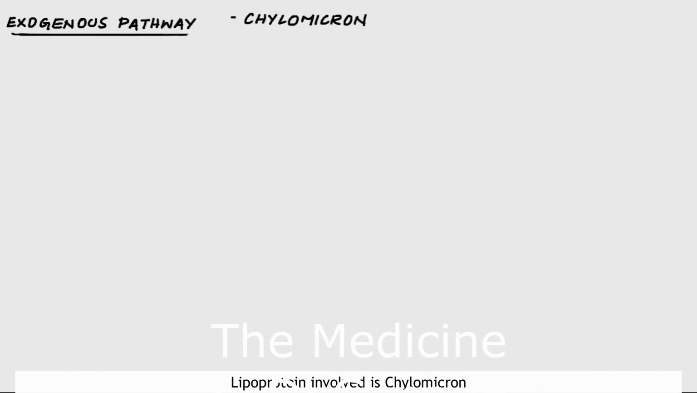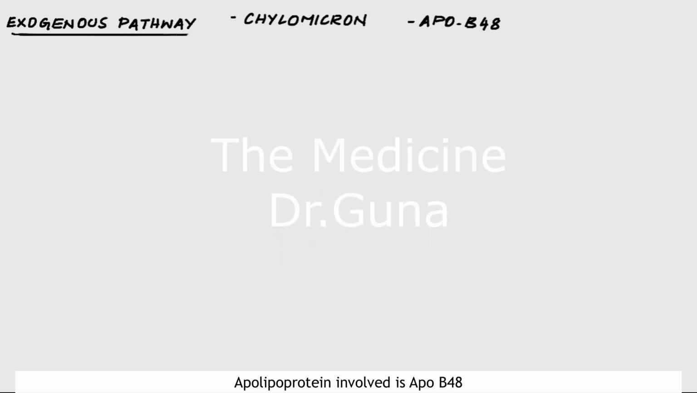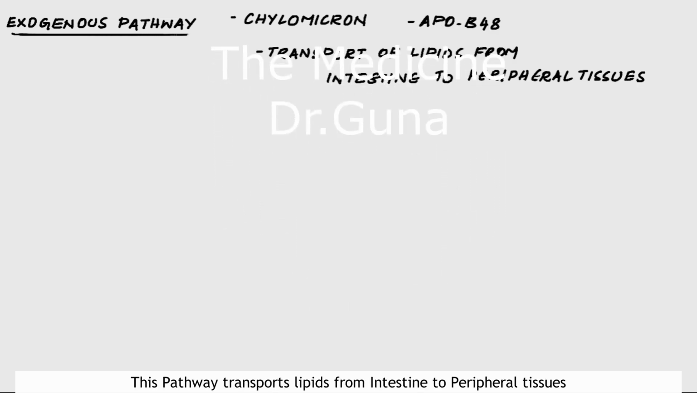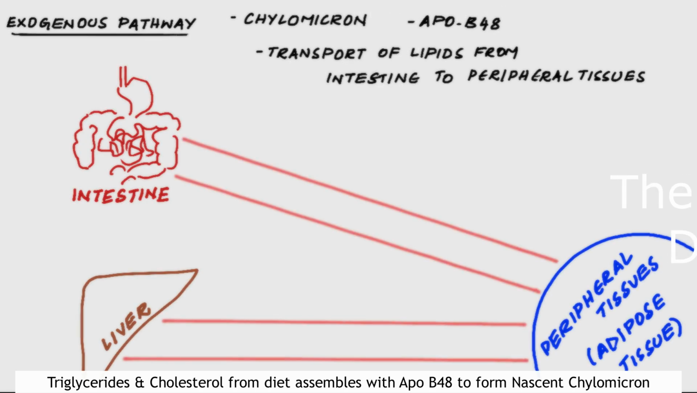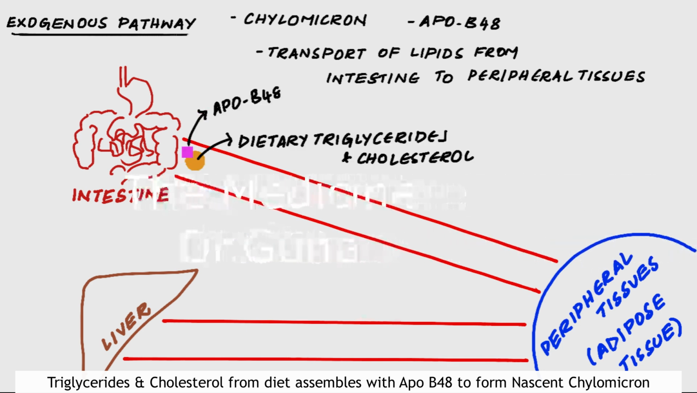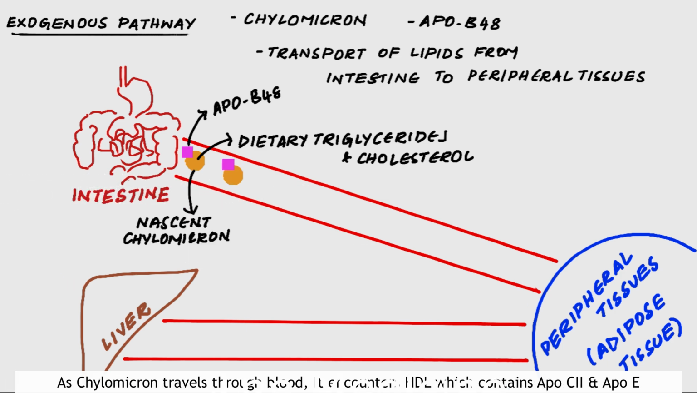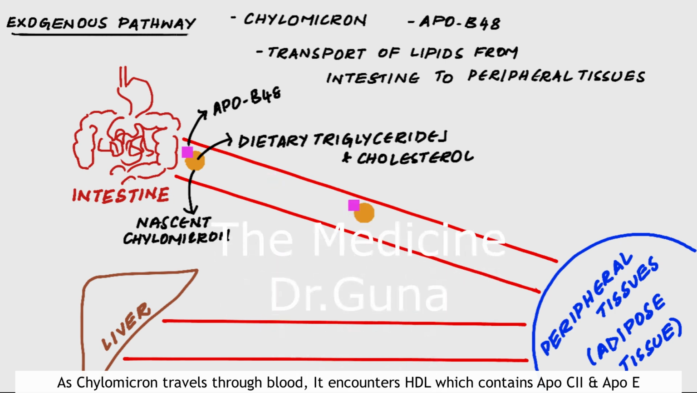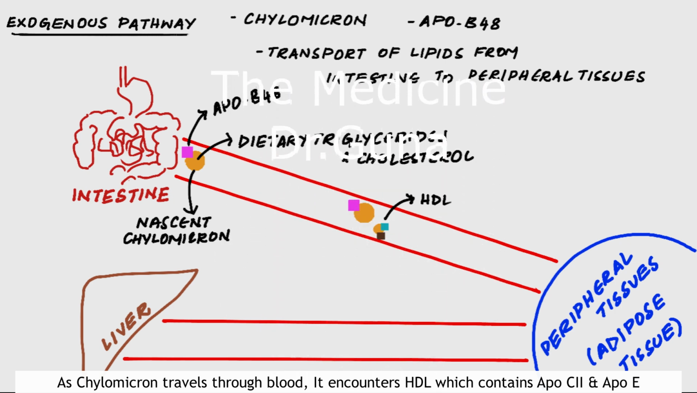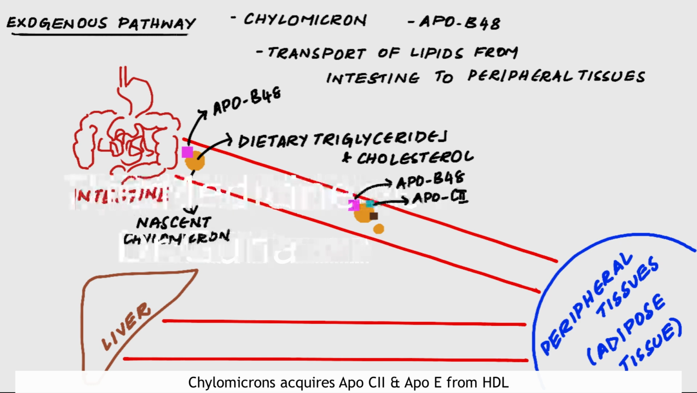Let's see exogenous pathway. Lipoprotein: chylomicron, apolipoprotein: ApoB48. This pathway transports lipids from intestine to peripheral tissues. The triglycerides and cholesterol from diet assemble with ApoB48 to form nascent chylomicrons. As chylomicrons travel through blood, they encounter HDL, which contains ApoC2 and ApoE. The chylomicrons acquire ApoC2 and ApoE from HDL.